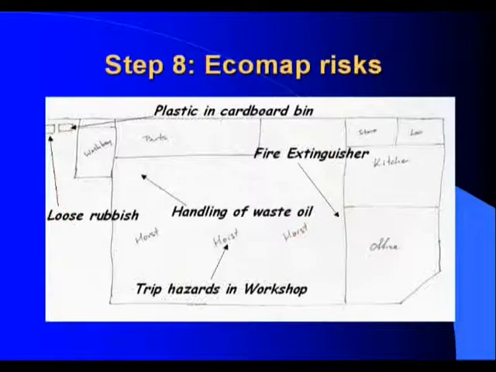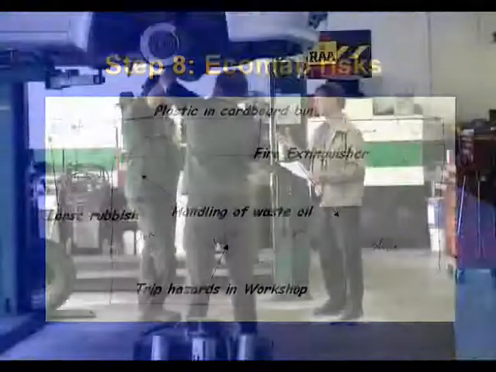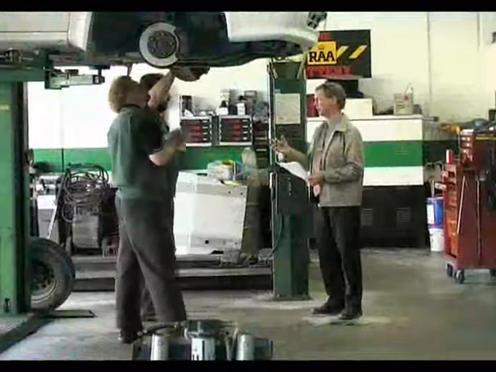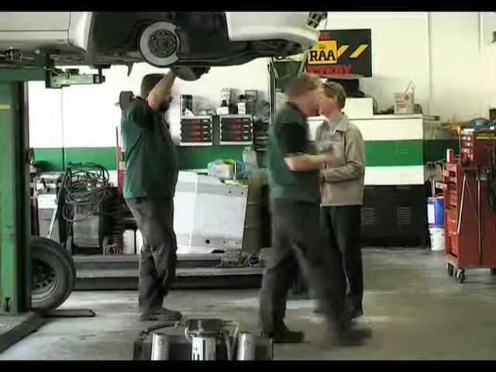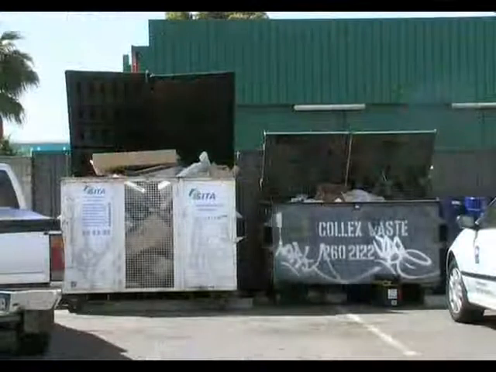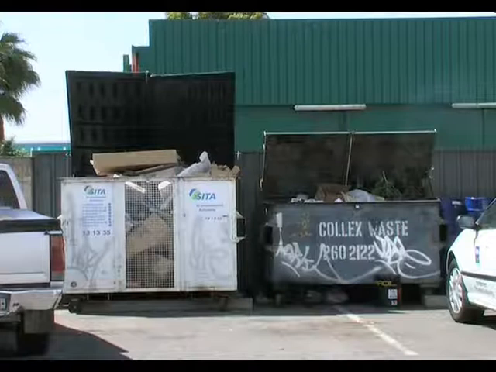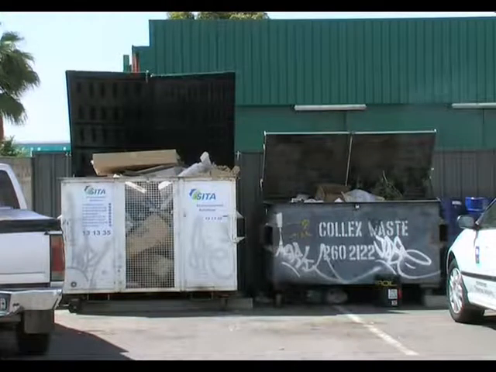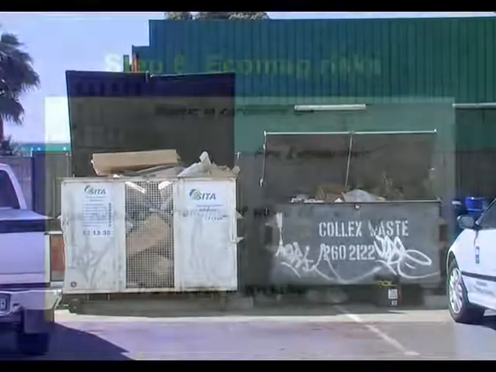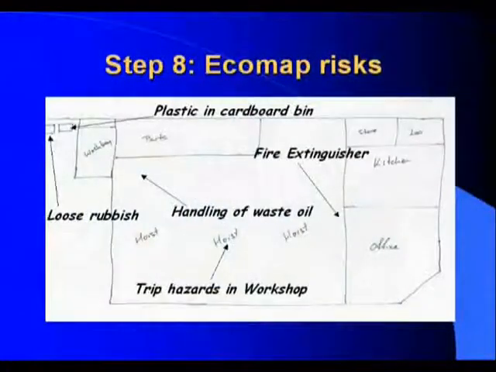Step 8 in the eco-mapping process is mapping your environmental risks. The staff here have suggested that there is a risk in handling waste oil that needs to be looked at. There is also a potential trip hazard around the hoists that needs to be marked with striped tape. Another issue identified is the loose rubbish around the outside bins, possibly because they've overflowed. There is also plastic contamination in the cardboard recycling bin, and this needs to be addressed. On this map, if you wish, you can mark out your occupational health and safety risks. We've shown where the fire extinguishers are located.